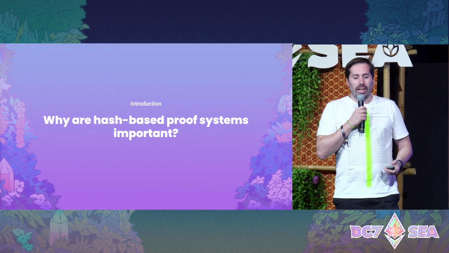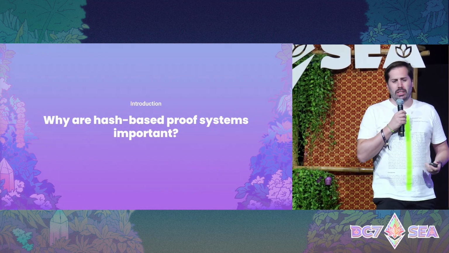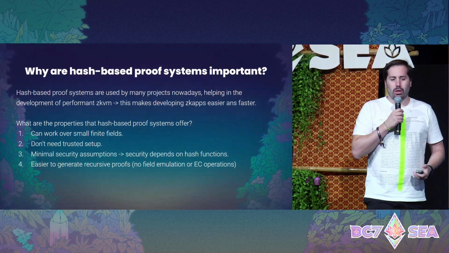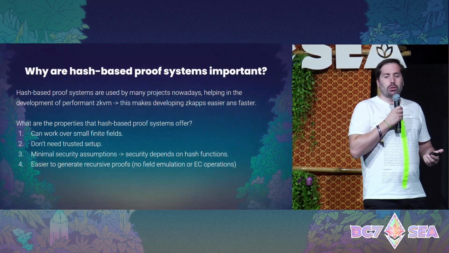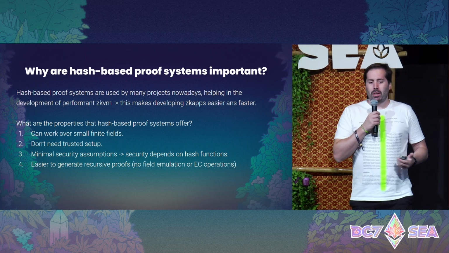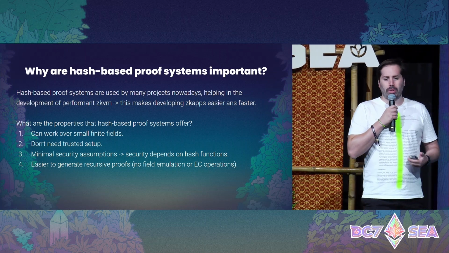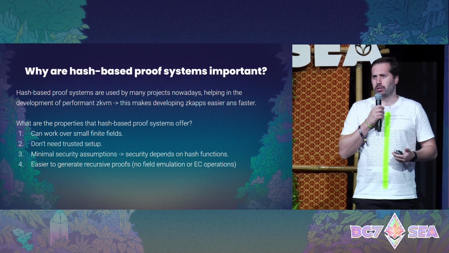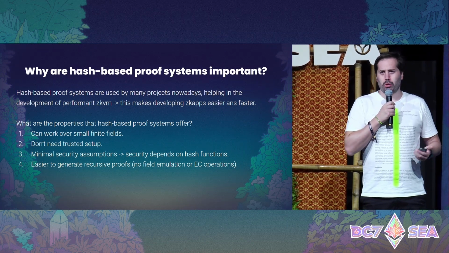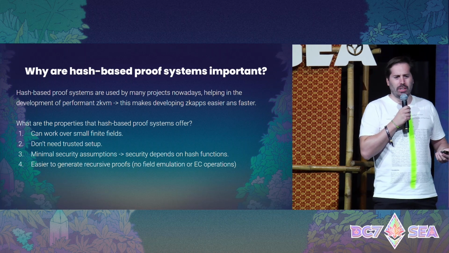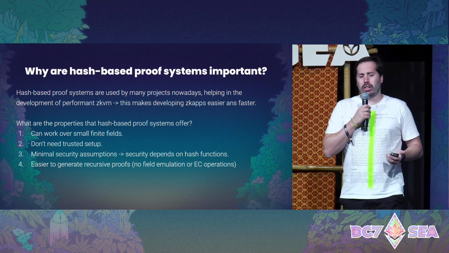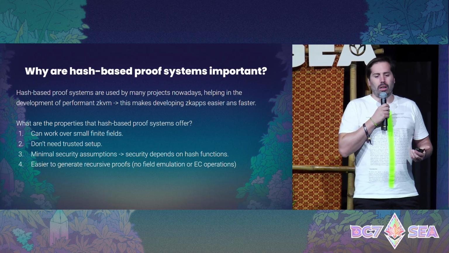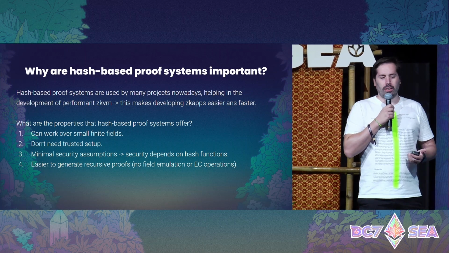So why are hash-based proof systems important? They are used right now by many projects, and they have helped develop performant zkVMs that make developing provable applications easier, because now you have to just write ordinary code and something else is going to take the gory details of generating the proof and all that.